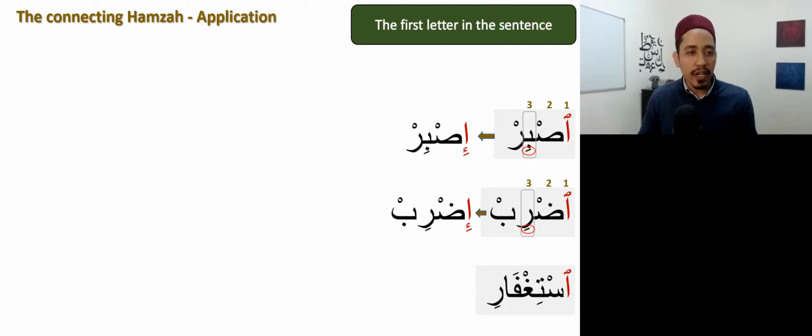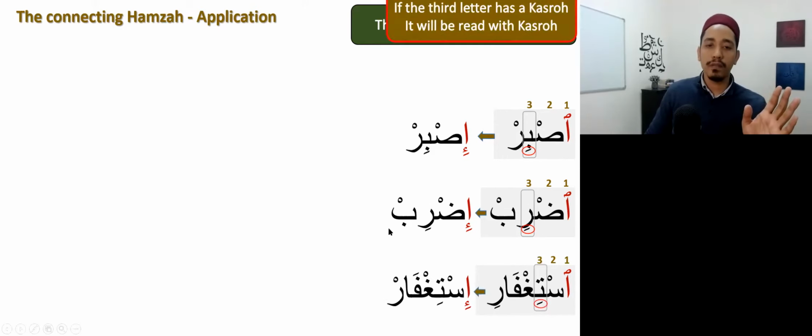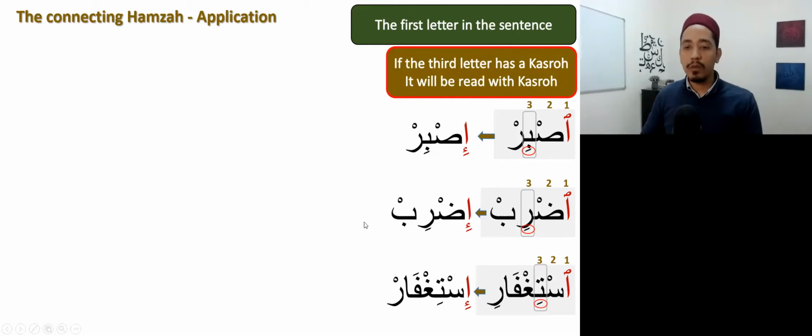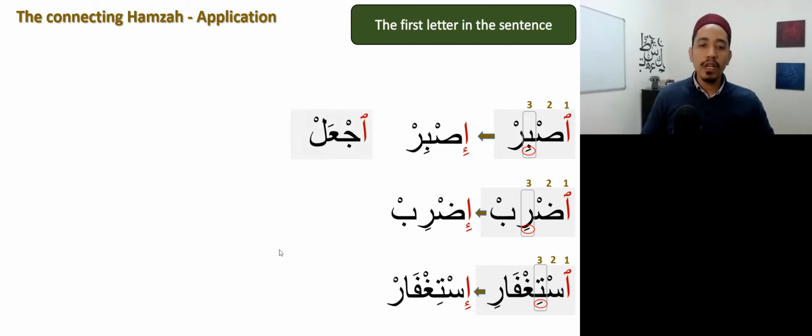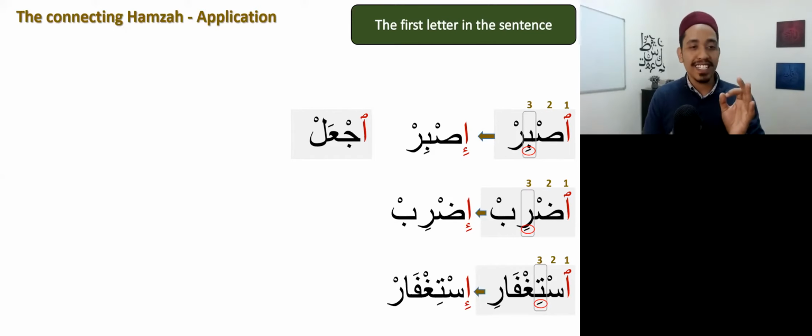How do you know it's istighfar and not astighfar or ustighfar? Istighfar, because the third letter has a kasra. 1, 2, 3, kasra. If the third letter has a kasra, it will be read with kasra. So now we concluded on that. Look at the next example. Who can tell me which haraka the connecting Hamza will get here? Not which haraka is on the third letter.